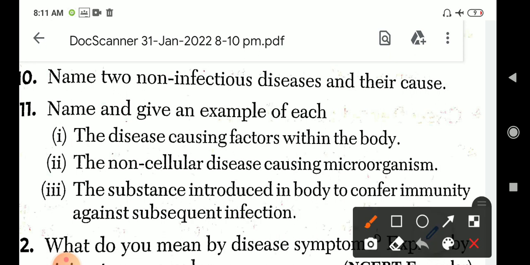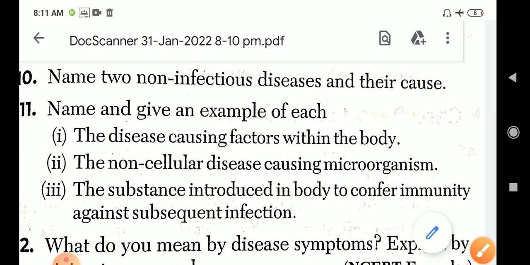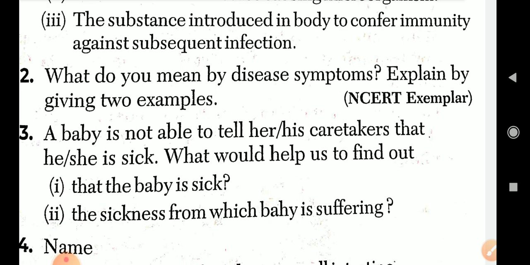The non-cellular disease causing microorganism. This is non-cellular, so it is talking about the virus. Now next is the substance introduced in the body to confer immunity against subsequent infection. What may be that substance? That may be a vaccine. This will check further infection, so that further infection will not be there, and antibodies will remain in your body and the chances of infection will be lower.